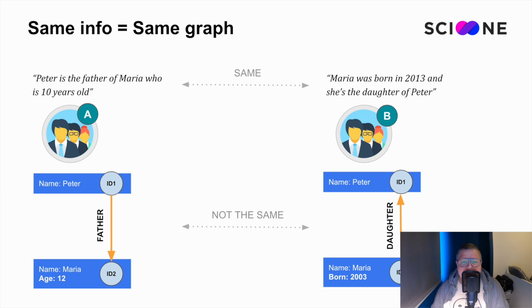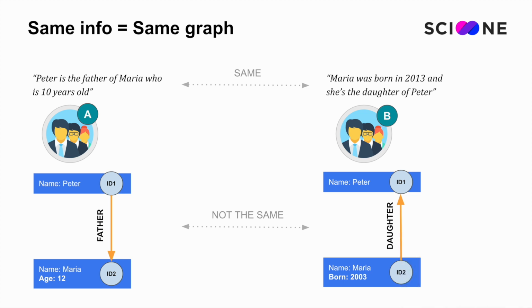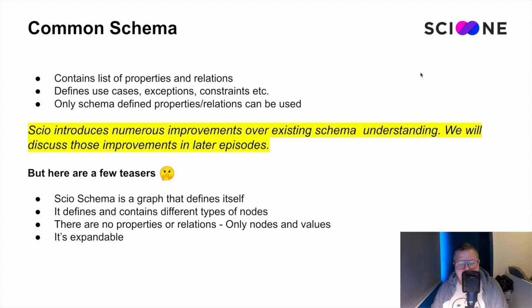What we need is a common guidebook on how knowledge should be expressed. This guidebook is called a schema. So what is a schema? Schema contains a list of properties and relations, defines use cases, exceptions, constraints, etc. Only schema-defined properties and relations can be used.